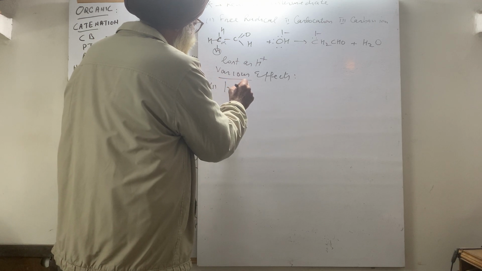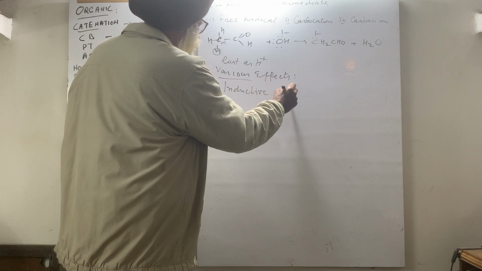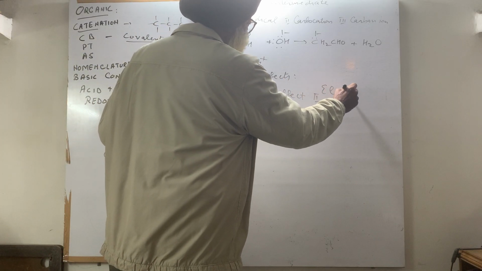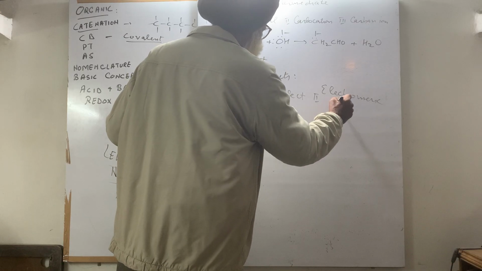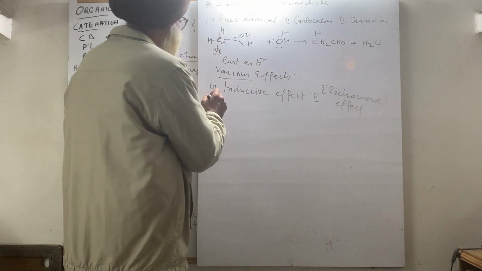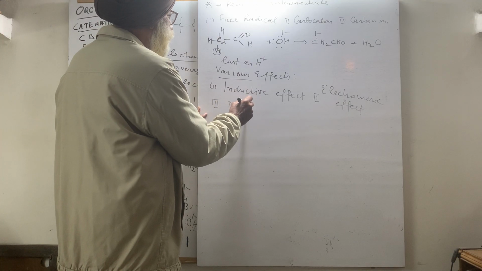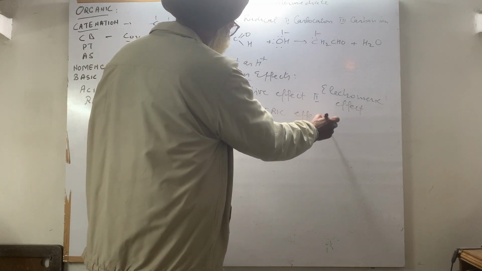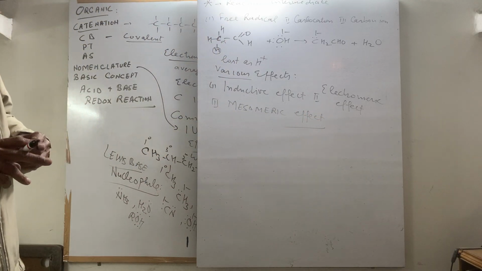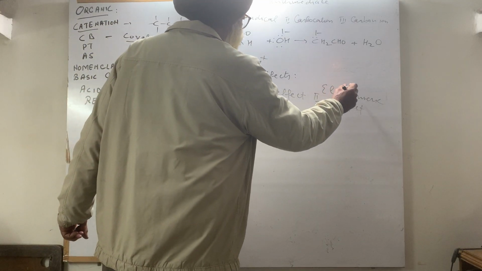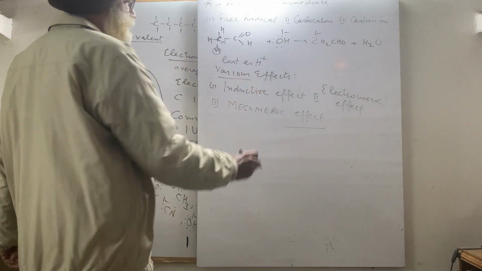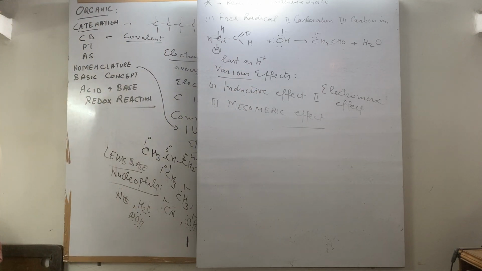First is known as the inductive effect. Second is known as the electromeric effect. The third is known as the mesomeric effect. So we have the inductive effect, electromeric effect, and mesomeric effect. Let us take them up one by one.